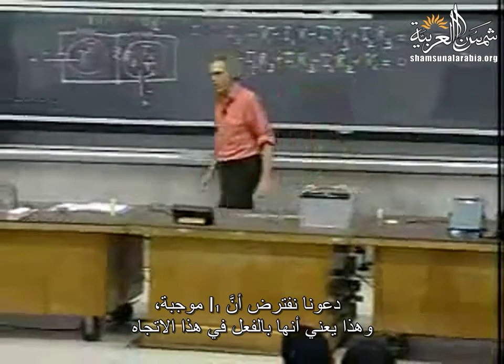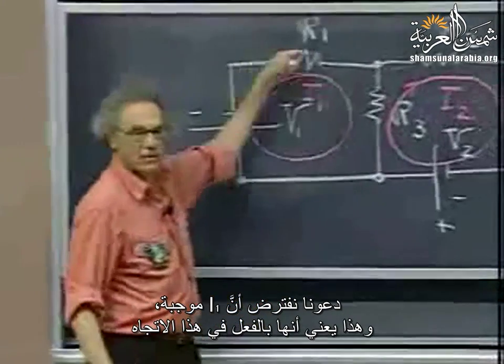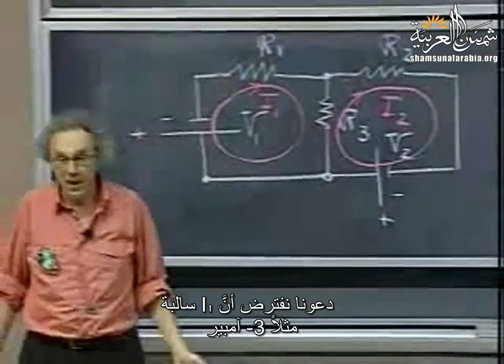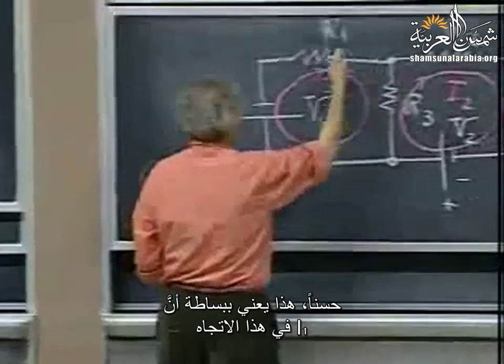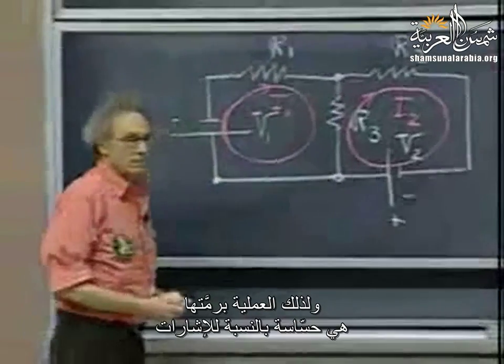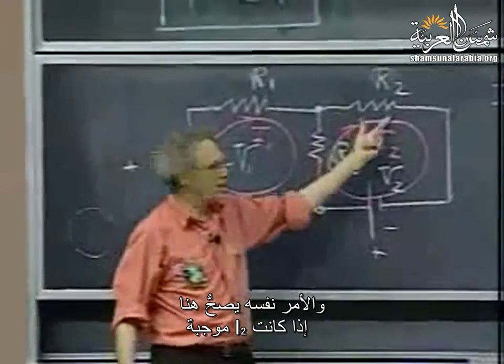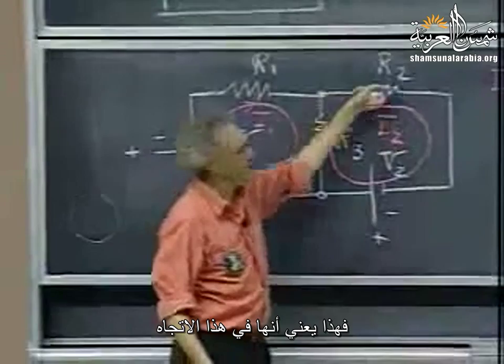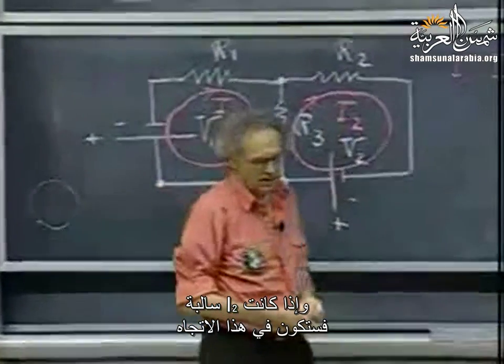Let us assume that I1 is positive. I find a positive value. It means it's really in this direction. Let's suppose that I1 is negative. I find minus 3 amperes. Well, it means that I1 is in the other direction. Big deal. And so the whole operation is sign sensitive. And the same is true here. If I2 is positive, it means it's in this direction. If I2 is negative, then it's in that direction.